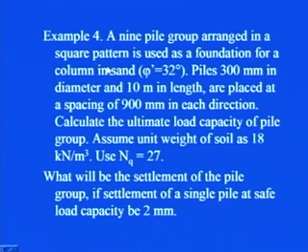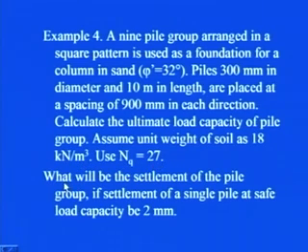Since it is sand, cohesion is 0. Phi prime is 32, which is given. Piles 300 mm in diameter and 10 meter in length are placed at a spacing of 900 mm in each direction. Since it has been arranged in a square pattern, 900 mm is the spacing in both the directions. Calculate the ultimate load capacity of the pile group. Assume unit weight of soil as 18 kilonewton per meter cube and use NQ as 27.